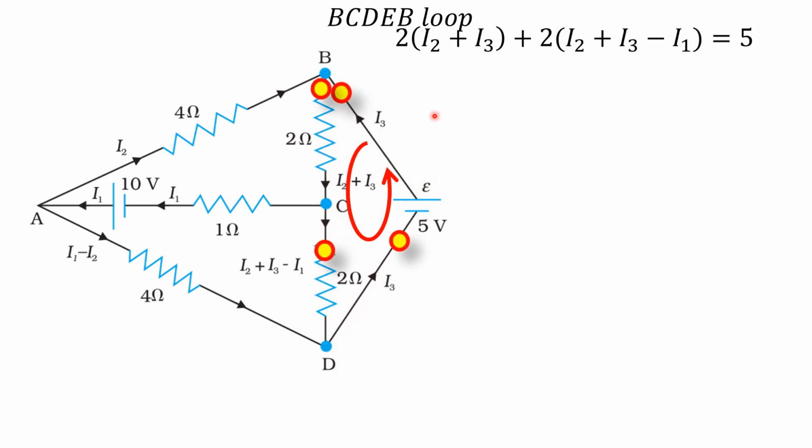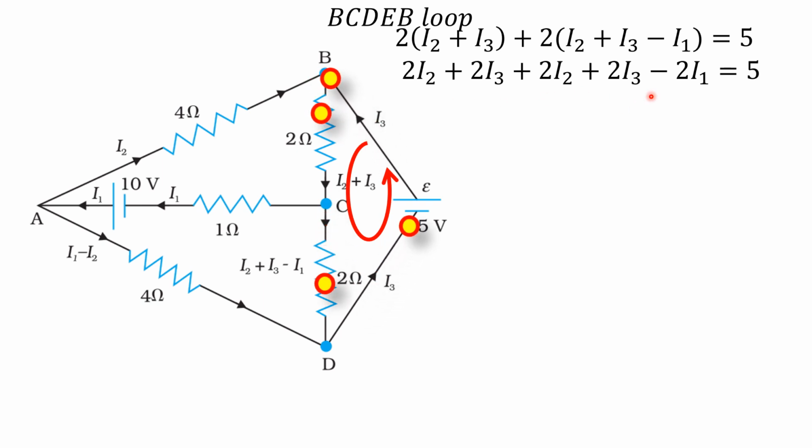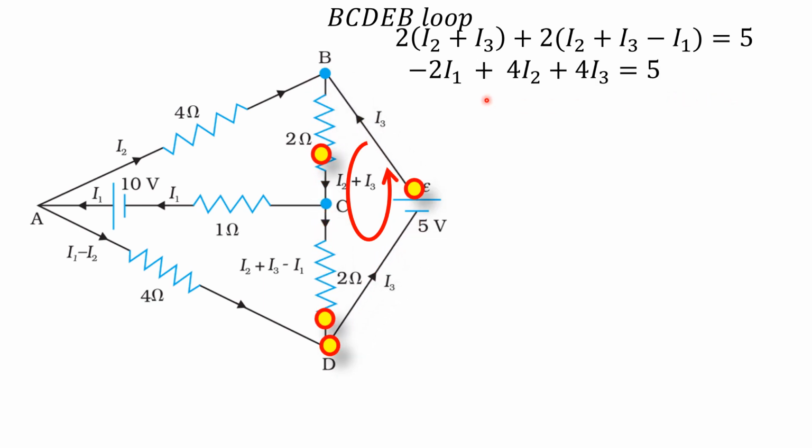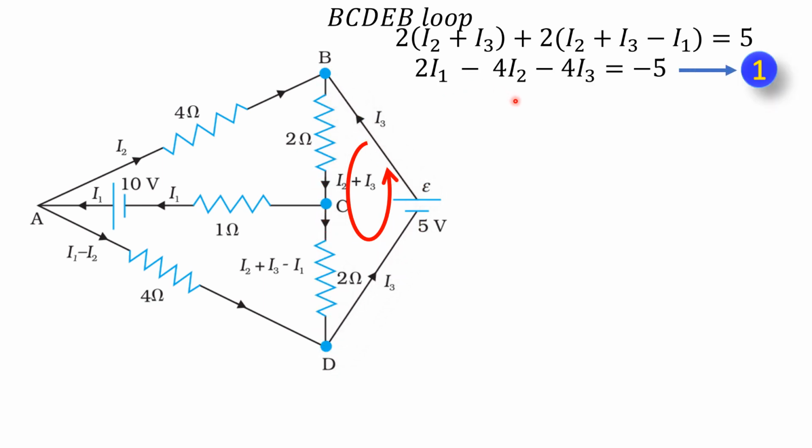So the equation is 2 into (I2 plus I3) plus 2 into (I2 plus I3 minus I1) is equal to 5. Expanding this equation, we get 2I2 plus 2I2, 4I2, 2I3 plus 2I3, 4I3, minus 2I1 is equal to 5. So the first value should be positive. Multiplying by a negative sign, we get this one. Okay, let's consider this is equation 1.